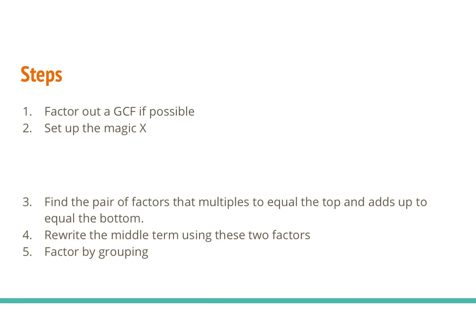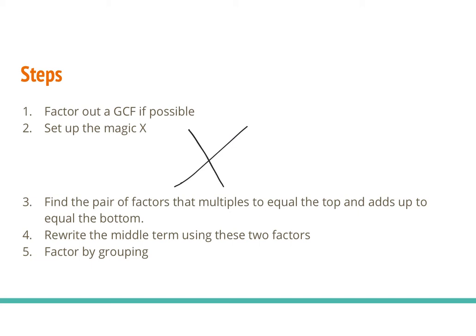In order to factor these trinomials or quadratics, I want to follow a series of steps. First, I want to factor out a GCF if it's possible. If the leading coefficient is 1, then there is no GCF, so I would just move on to step 2, which is to set up the magic x. So what is the magic x? Well, first, literally, it is an x.